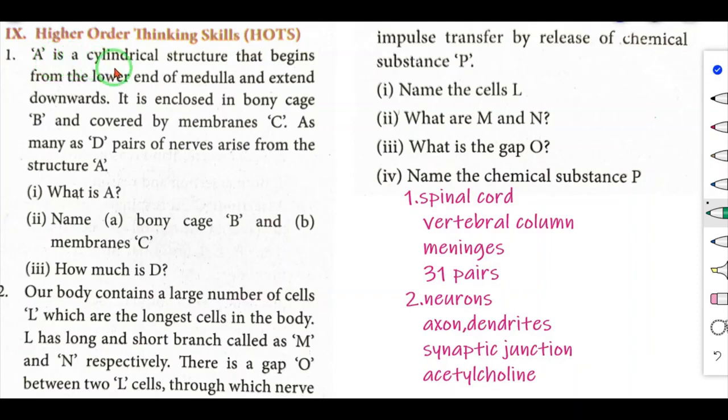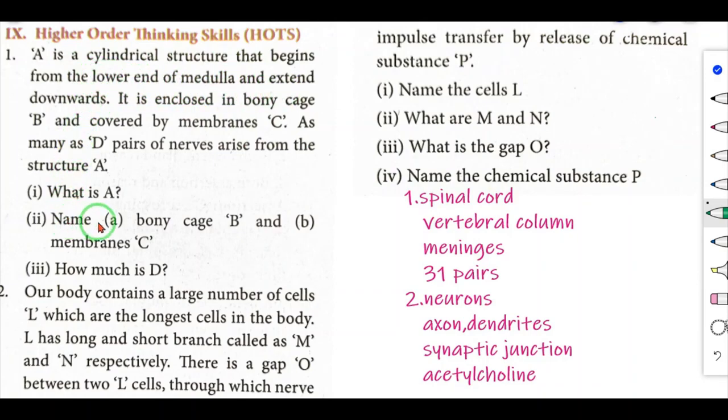Number 1: A is a cylindrical structure that begins from the lower end of medulla and extends downwards. It is enclosed in bony cage B and covered by membranes C. As many as D pairs of nerves arise from the structure A. Once again I repeat the question. Now listen. What is A? A is a cylindrical structure. So the answer is spinal cord. Spinal cord begins from the lower end of medulla and extends downwards.